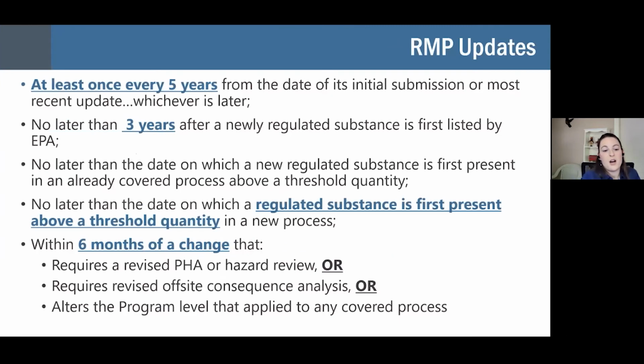With regard to RMP updates, the RMP must be updated at least once every 5 years from the date of the initial submission or most recent update, whichever is later. If there are any changes in your process, bringing a new chemical on site above the threshold quantity, or any changes that require a revised process hazard analysis, a revised offsite consequence analysis, or alters the program level that you're subject to, either 1, 2, or 3, then the RMP needs to be updated.